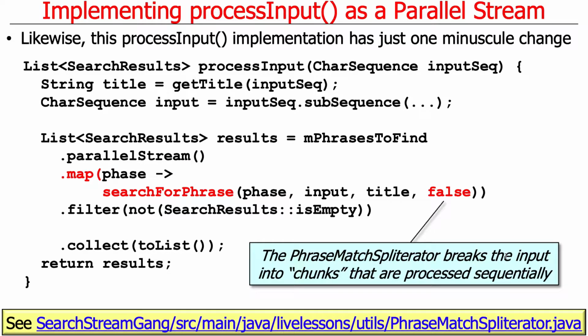Notice that we call the search for phrase method with the false flag set here. This is important because we'll talk about this later when we talk about the search with split iterator example where we're going to pass in a true value here. So for right now, we're only getting parallelism in 2 dimensions. Parallelism in terms of the number of input strings and parallelism in terms of the number of phrases to look for in each input string. Those are the 2 things that are running in parallel.